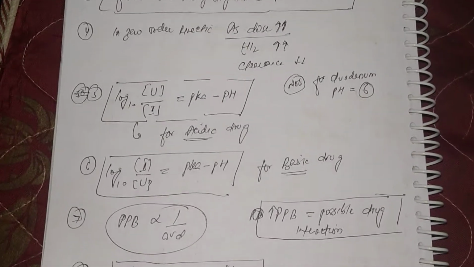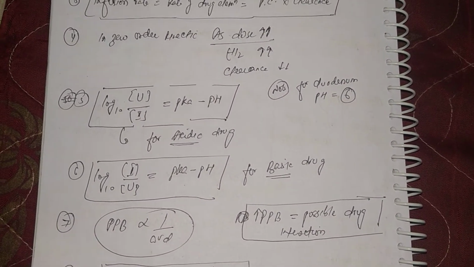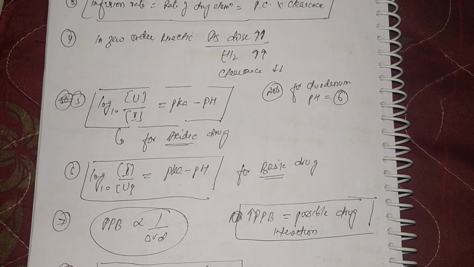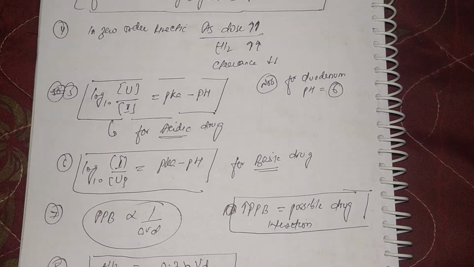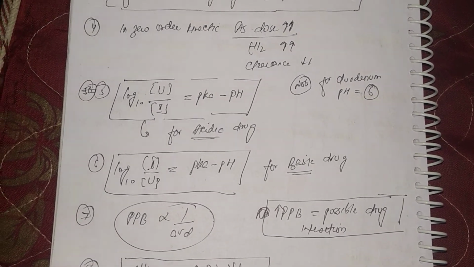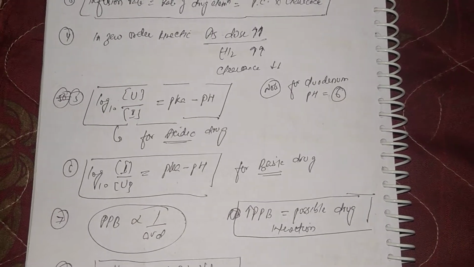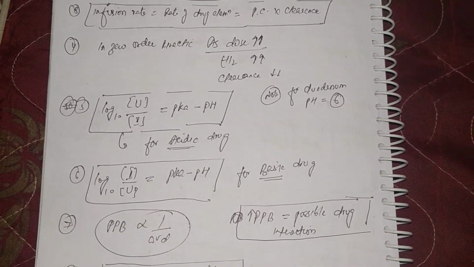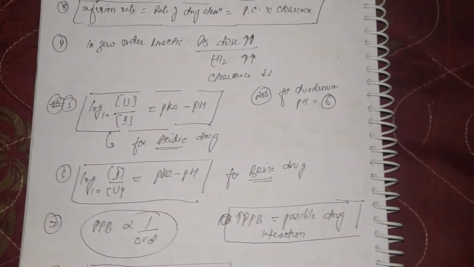The fifth formula is log 10 of unionized concentration divided by ionic concentration, which is equal to pKa minus pH. This is for acidic drug. For acidic drug, the unionized concentration should be above and the ionic concentration should remain below.